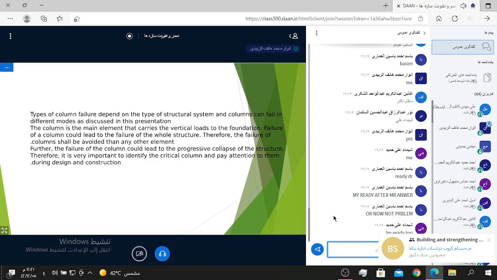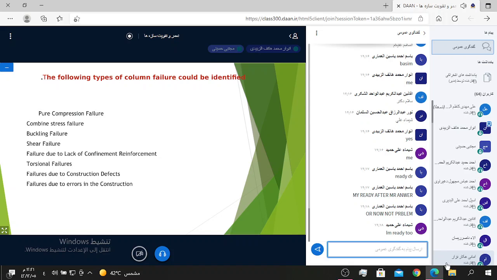The following types of column failure could be identified: pure compression failure, combined stress failure, buckling failure, shear failure, failure due to lack of confinement reinforcement, torsion failure, failure due to construction defects, and failure due to errors in construction.